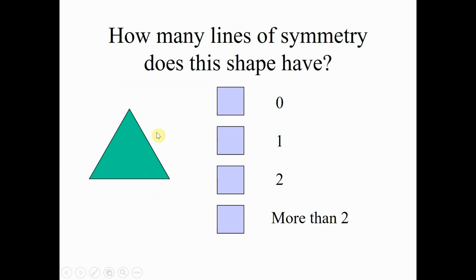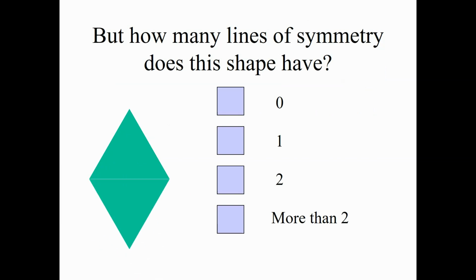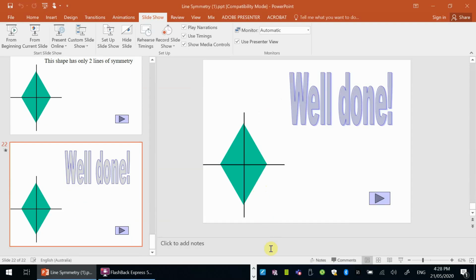Next one, this one, triangle, equilateral. I'm going to go with three. 1, 2, 3. There we go. Next, this one. Let's go. I'm going to go with two for this one. Very good. And that's the end of that one. Now, let's see if I can get the other.